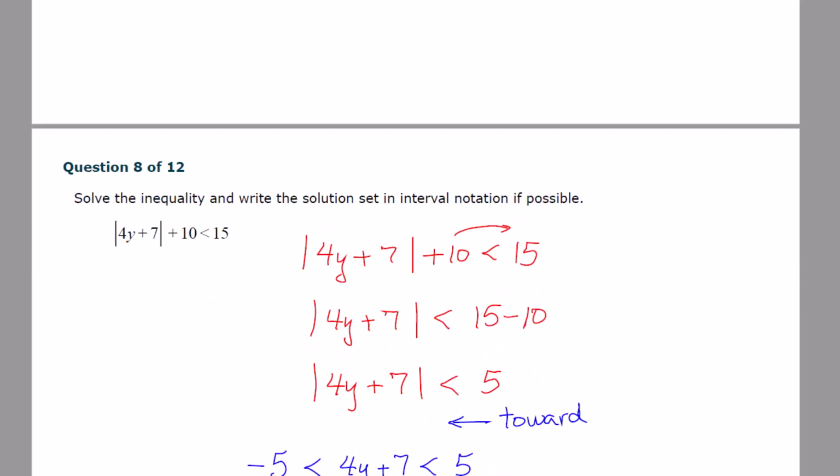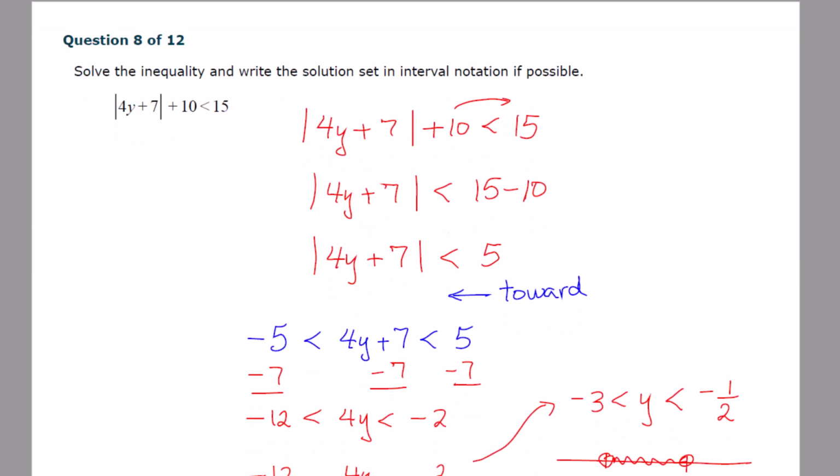Let's see, question 8 here. Well, it looks like first I need to clean things up. So I'm going to move the plus 10. So that's 15 minus 10, and I get a 5. Oh, the inequality is pointing at the absolute value, so I turn it into the trapped kind. I want to isolate the y, so I work on all three parts. I subtract 7 and I get minus 4, a 4y, and a minus 2.